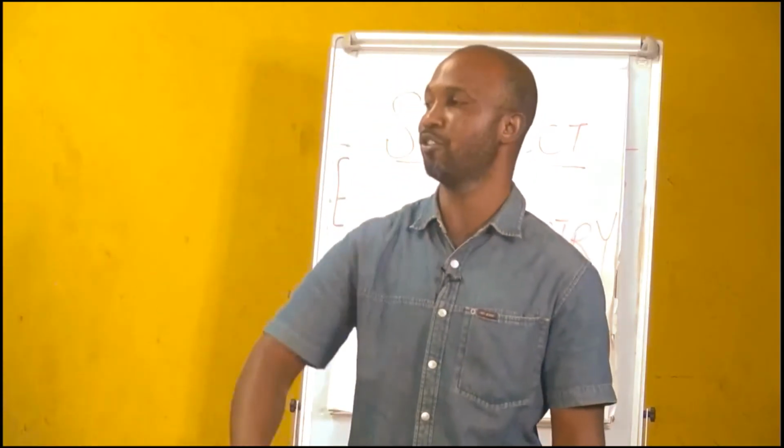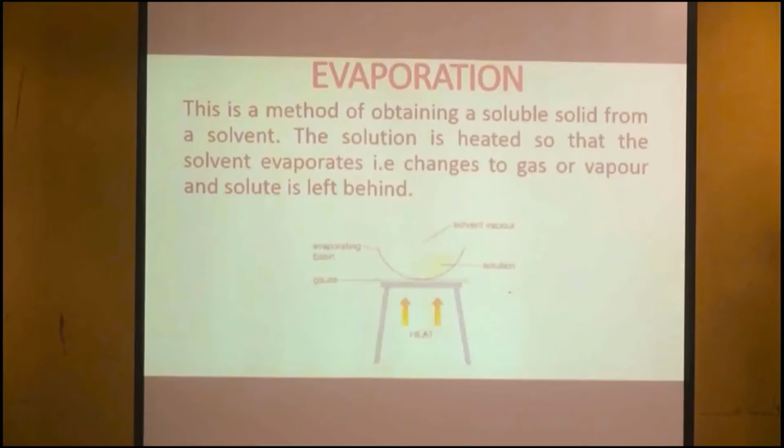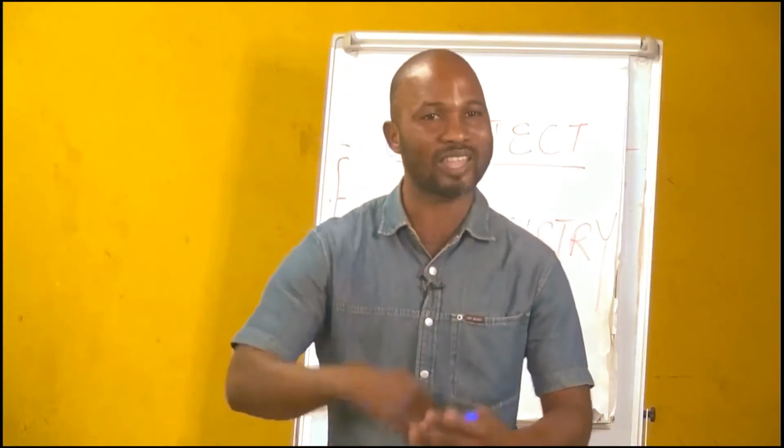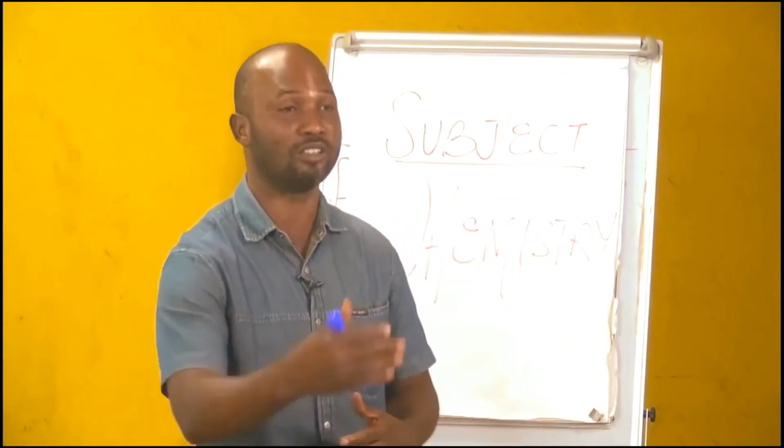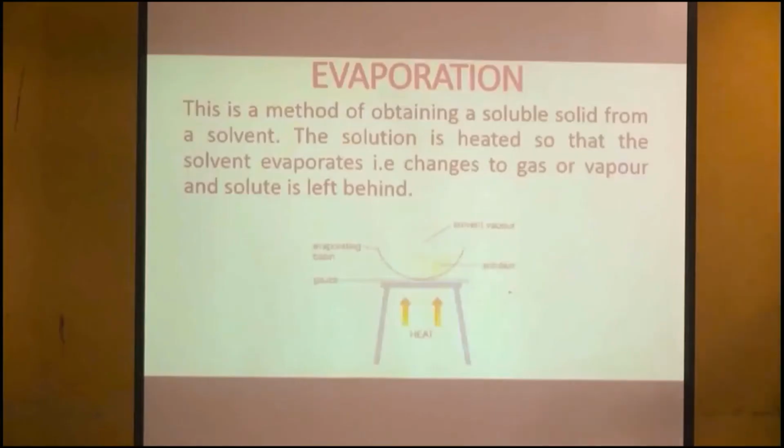Now, the next separation method is evaporation. Evaporation is a method of obtaining soluble solid from a solvent. For instance, if I put sodium chloride in water and stir, the sodium chloride disappears, meaning it is soluble in the solvent. The only way I can get it back is by heating, such that when you heat the mixture, the liquid will evaporate, leaving the solid particles in the evaporating dish.